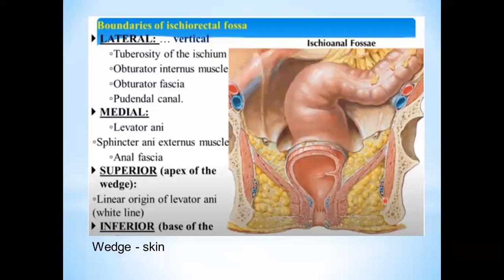Now superiorly, it is formed by the linear origin of the levator ani muscle, or simply you can remember it as the levator ani muscle. And inferiorly, it is formed by the skin. The skin and fat form the base of the ischiorectal fossa. Superiorly, we can't see it here, but in any of the pictures you will find that this part is the levator ani muscle, which is forming the superior part.